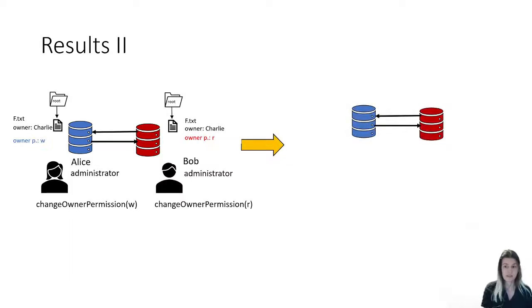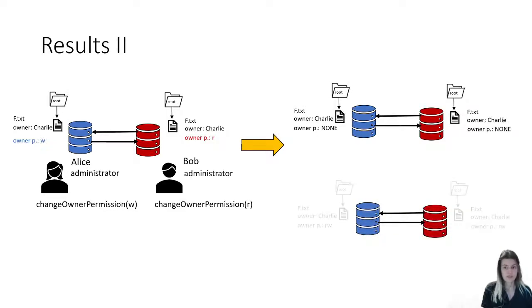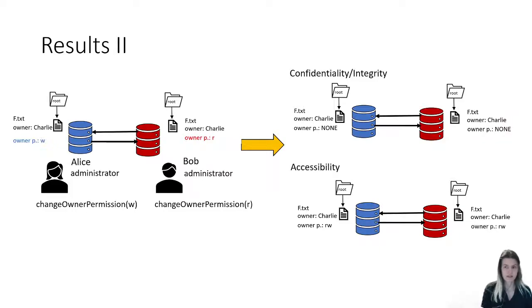The system can either converge to the more restrictive permissions, in this case none, or to the less restrictive permissions, in this case read and write. The first case favors confidentiality and integrity but sacrifices accessibility, because neither read nor write access will be allowed, although at least one of those was desired. In the latter, confidentiality or integrity will be sacrificed in order to achieve accessibility. In our repository, we have placed two models that depict these two strategies.